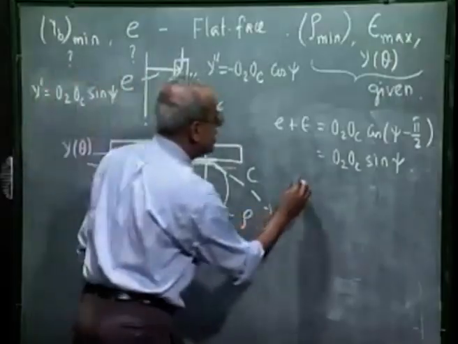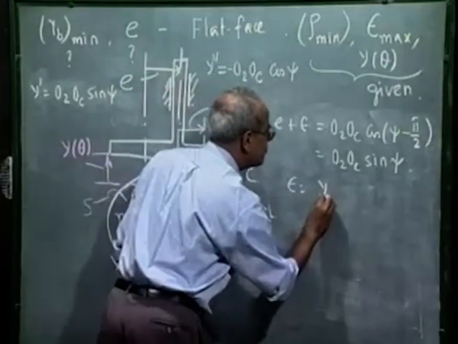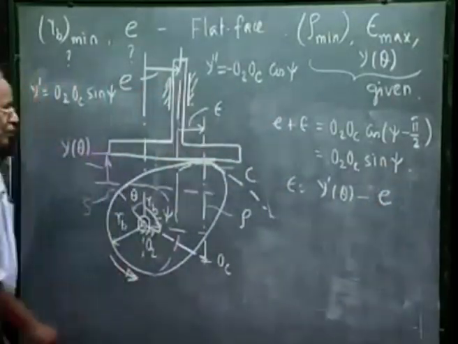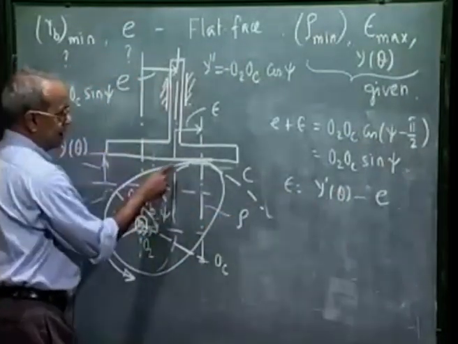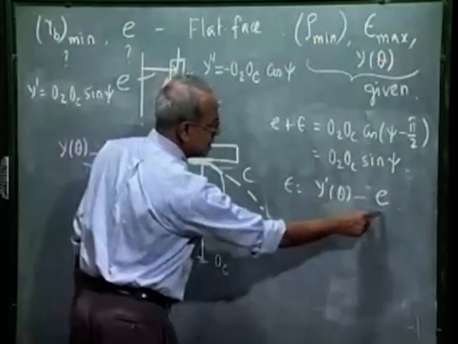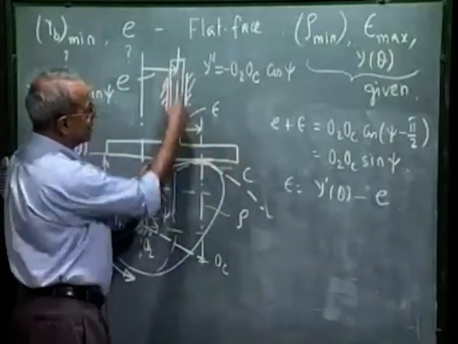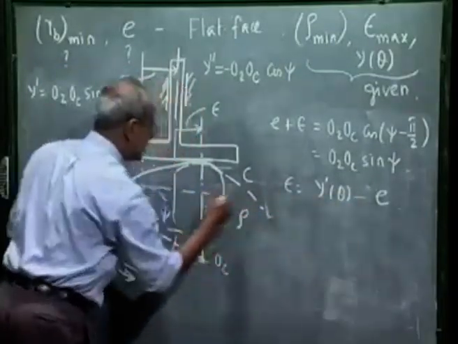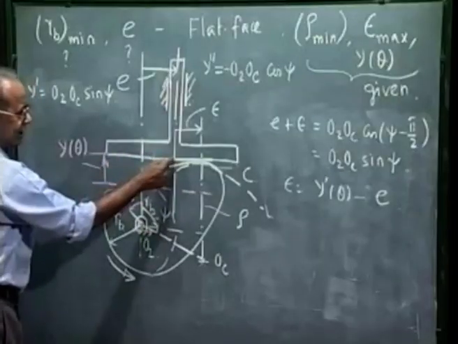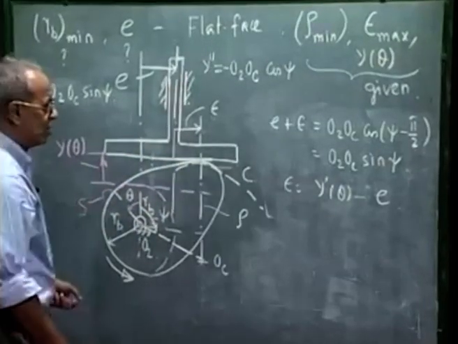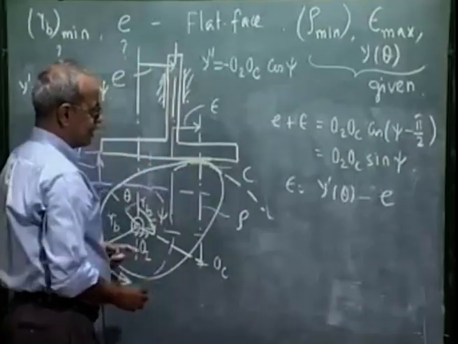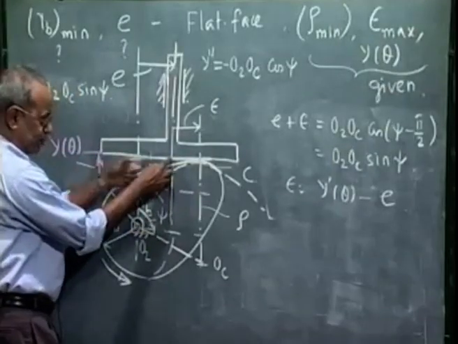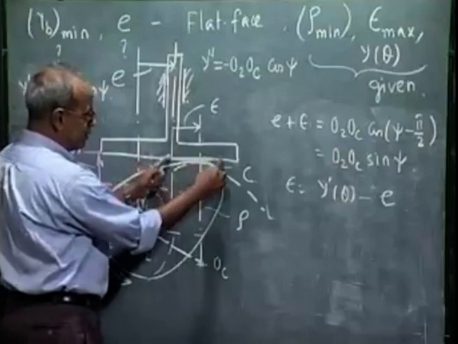The eccentricity of the driving effort, epsilon, is given by y prime theta minus e. So when y prime theta is positive, epsilon is positive, this will be more than this, and the contact is on the right of this follower axis. And when y prime theta is negative, y prime theta minus e will be negative, that means the contact will be on the left of this. So the total width of the follower that is necessary is the maximum positive epsilon plus the maximum negative epsilon. We have to take the magnitude of this value plus the magnitude of the positive value.